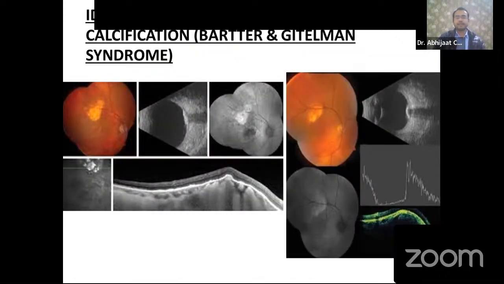So this is the case which could be our diagnosis in this, our patient. But because of the age group and no systemic association, this diagnosis was excluded. Next, idiopathic sclerochoroidal calcification, which is also known as Bartter and Gitelman syndrome. The Bartter and Gitelman syndromes are two syndromes, and they generally occur after the age group of 40 and above. The youngest age group in which this can occur is 40 to 45.